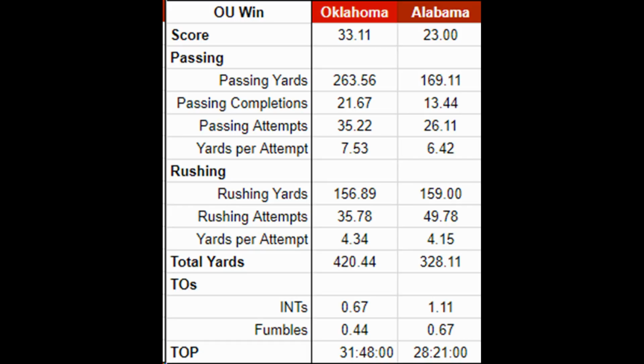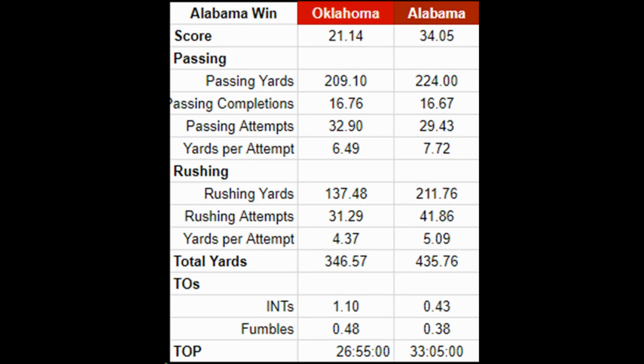The key metrics here are the yards per attempt, the number of passing attempts, and time of possession, as well as the turnover battle. In the OU wins, Alabama loses every single turnover battle. In the OU losses, Alabama wins the turnover battle. Additionally, Alabama wins the time of possession, averaging about 33 minutes per win. Again, time of possession, average yards per attempt passing, and average attempts passing for OU are what dominate these numbers.